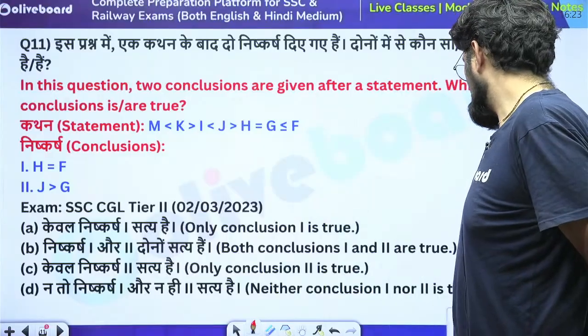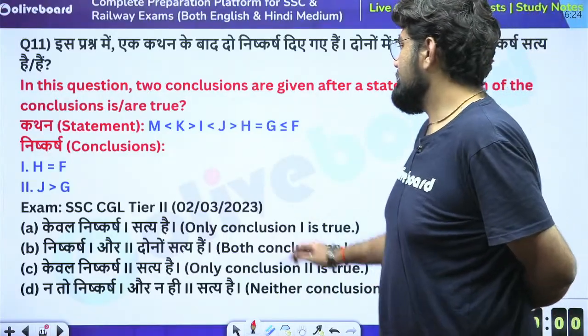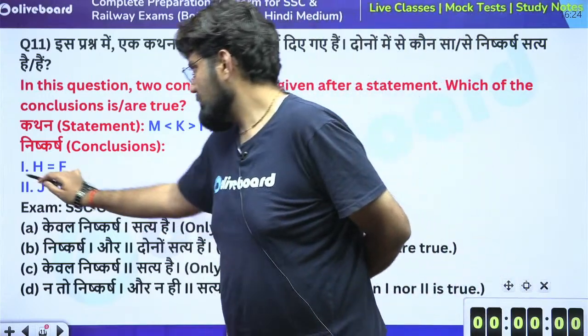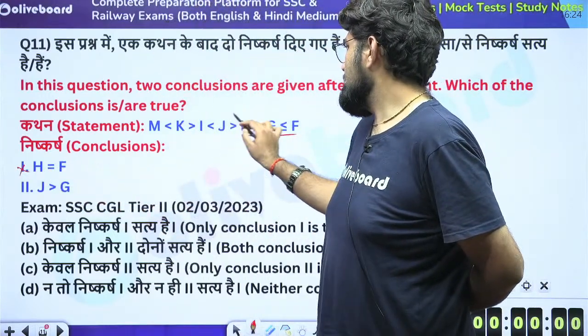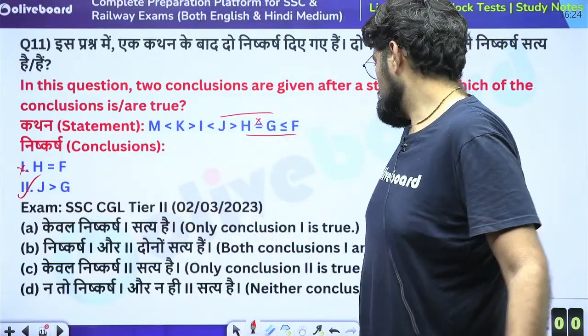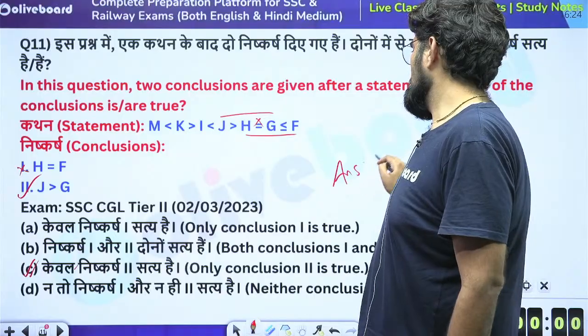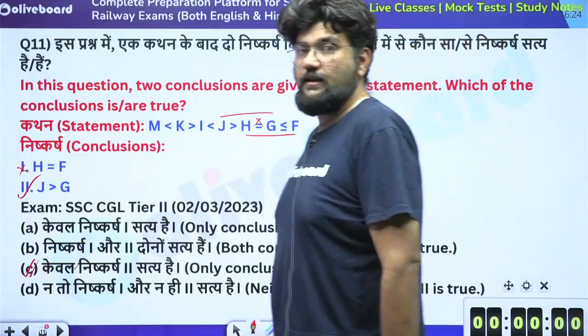Okay, here what exactly is happening is, which of the conclusions are true? So H equal to F. Can I say that? No, obviously not. And J is greater than G. Yes, J is definitely greater than G. So only conclusion 2 follows. Simple. Option C is the right answer. SSC CGL Tier 2. Okay, inequalities even in Tier 1 is a must now.